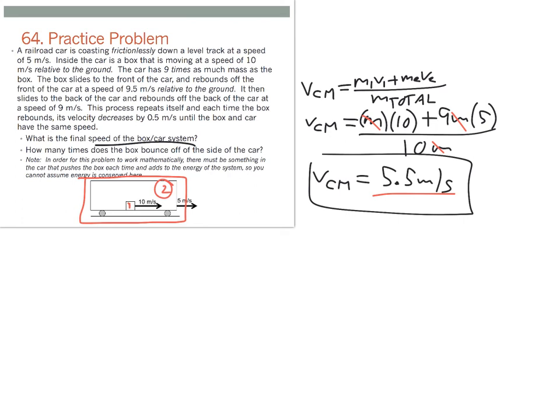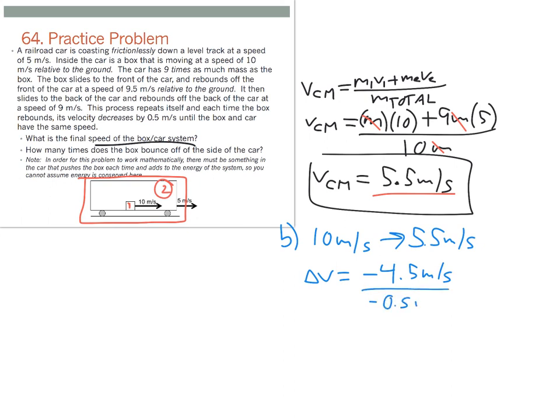So the second question asks how many times the box slides off the side of the car before eventually reaching the same speed as the car. And for that, I'm going to think about this. The box starts out at a speed of 10 meters per second and eventually drops to a speed of 5.5 meters per second, at which time the box and the car have the exact same speed. So I know that my change in velocity for the box is negative 4.5 meters per second. And I know that each time it bounced off the side, it lost 0.5 meters per second of velocity. So I'm just going to divide those two numbers, and I find that it's going to bounce off the sides 9 times, with each bounce counting as 1.